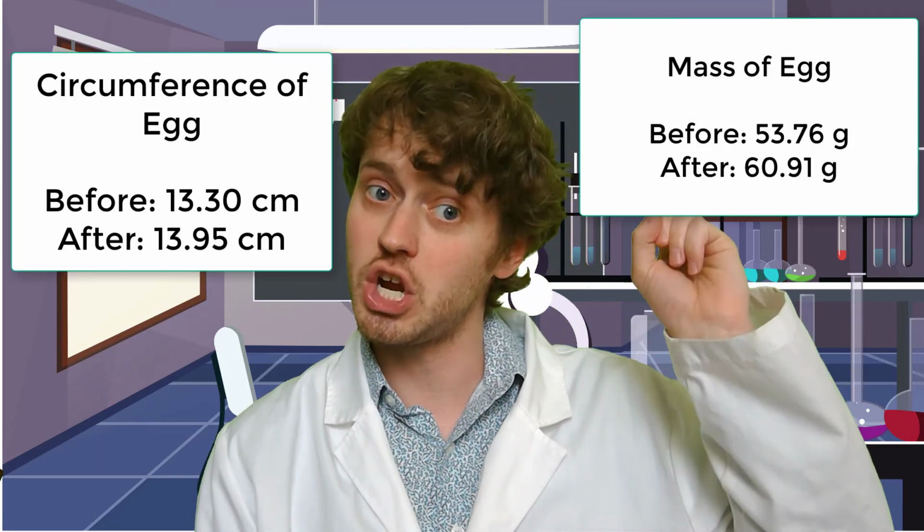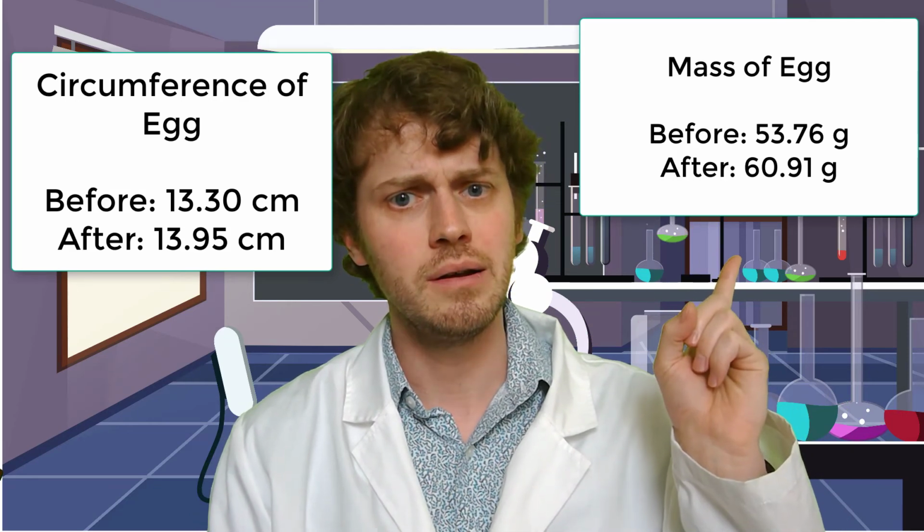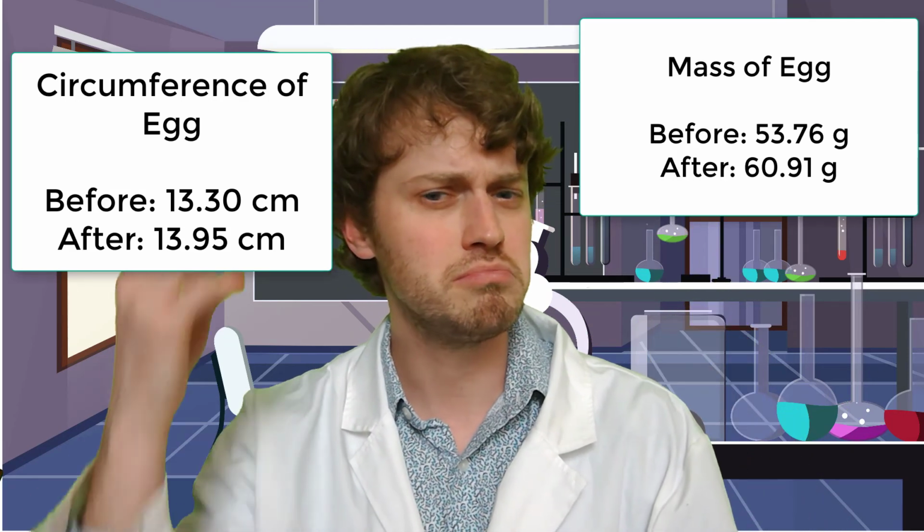All right, so let's talk about what we saw when we took our egg out of the vinegar. If we compare our masses from before the vinegar to after the vinegar, we saw that it went up. Same thing with my circumference. But I bet that many of you hypothesized that the mass and the circumference would actually go down. You probably thought that because we took away the shell. The shell was there, now it's gone, so the mass should have gone down. But that's not what we saw.